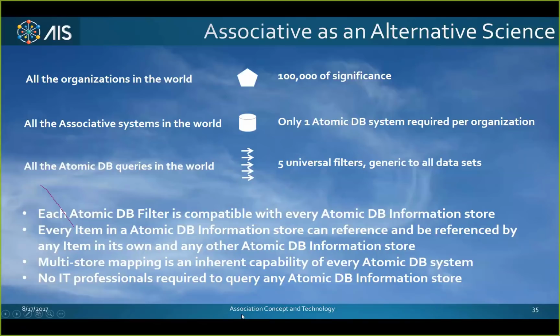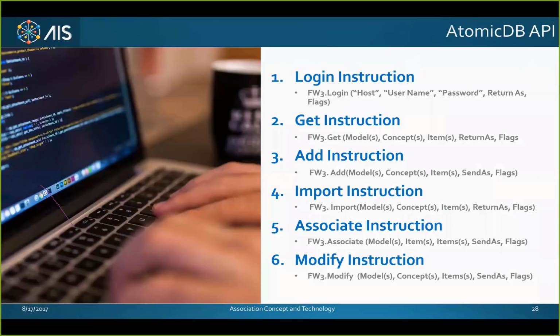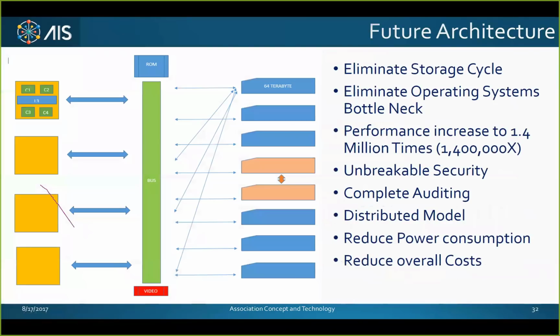Multi-store mapping is inherent. In other words, I can go out and grab 100 databases, drag the data in, and not worry about ETL. ELT, I should say, exchange transformation language. And there are very few to little IT professionals required to run a query on Atomic DB, and you'll see why. Again, going back to this is what you need to learn. We've turned this into a click job, where you just add the stuff you want and go get it. You don't have to deal with it.